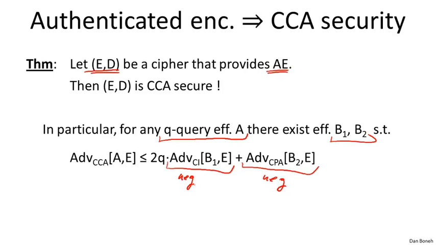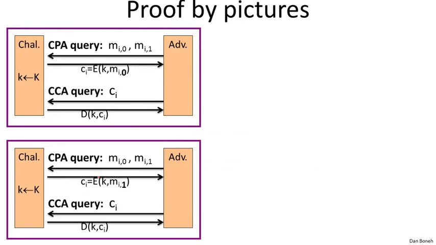And as a result, since both terms are negligible, we know that the adversary's advantage in winning the CCA game is also negligible. So let's prove this theorem. It's actually a very simple theorem to prove. And so let's just do it as a proof by pictures.